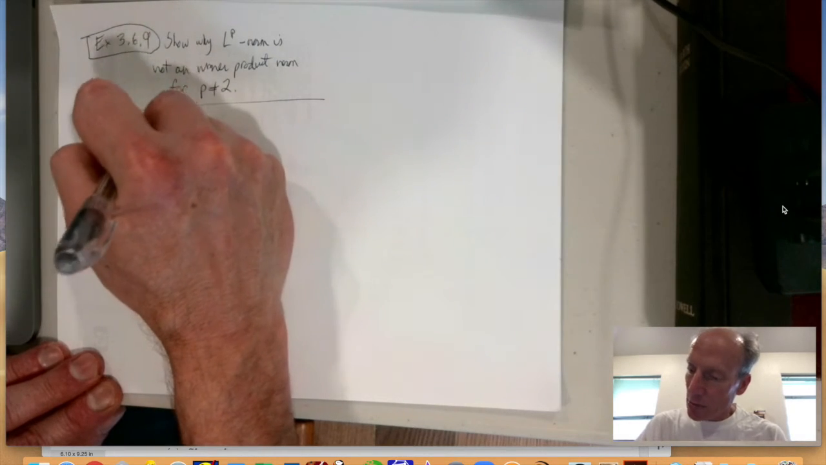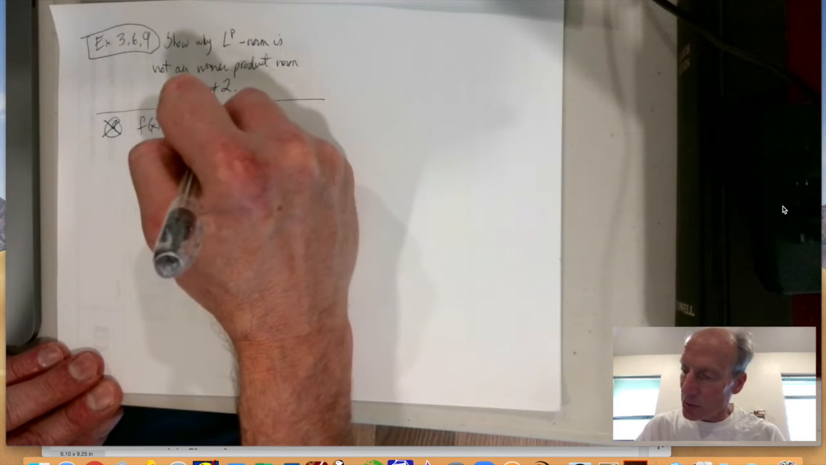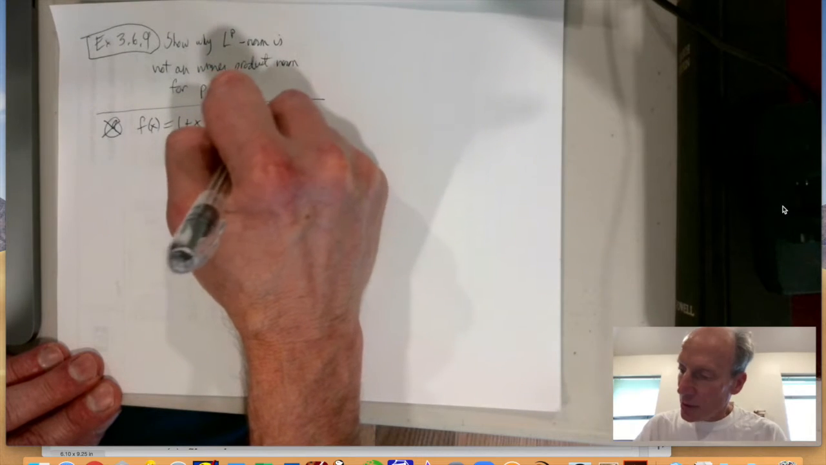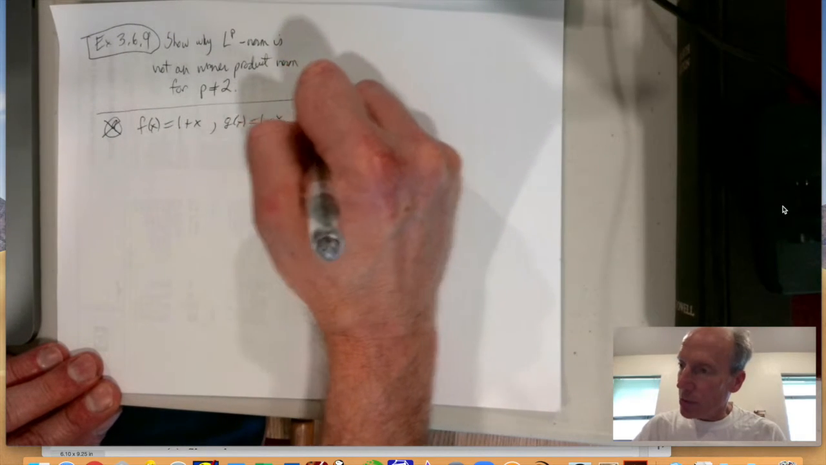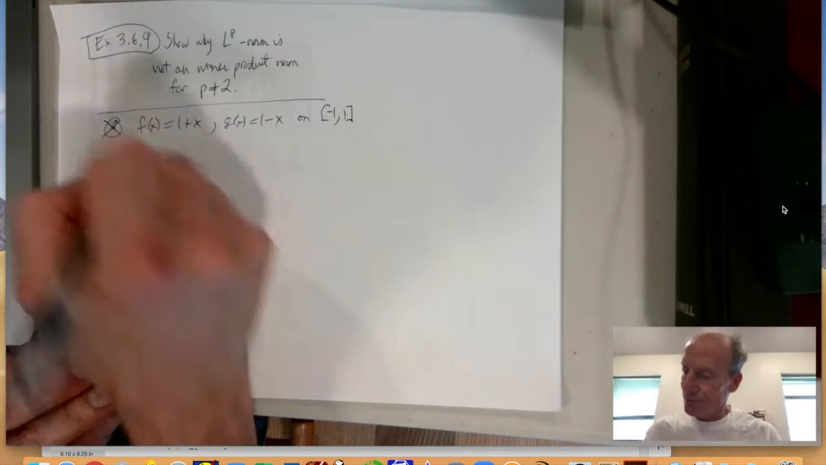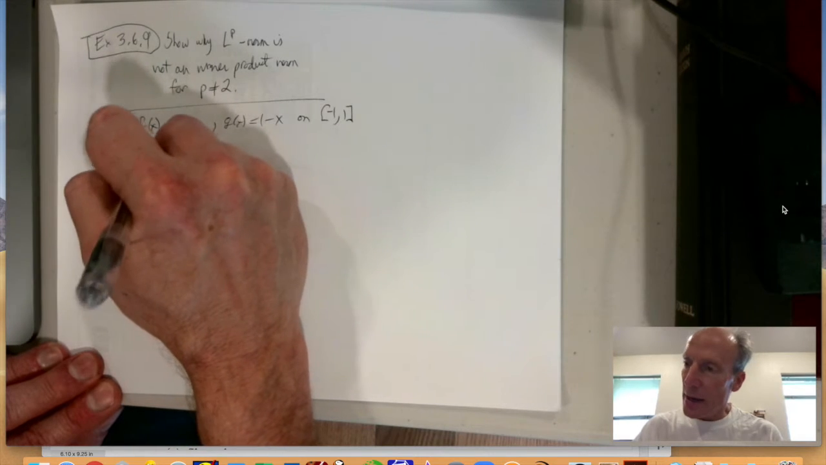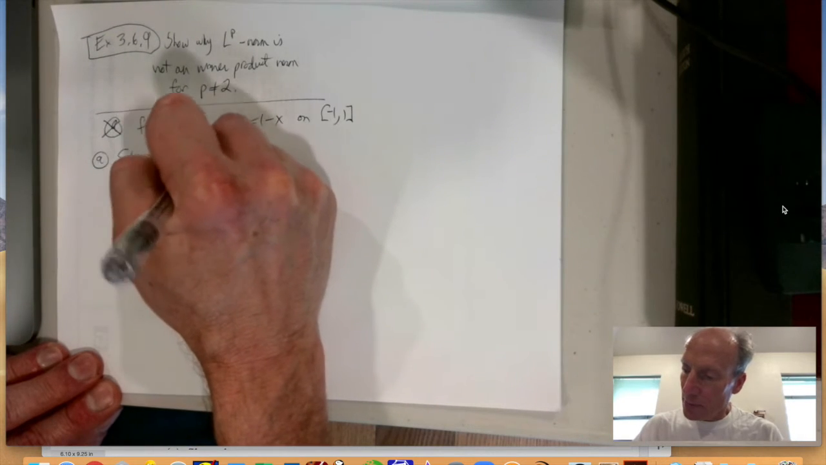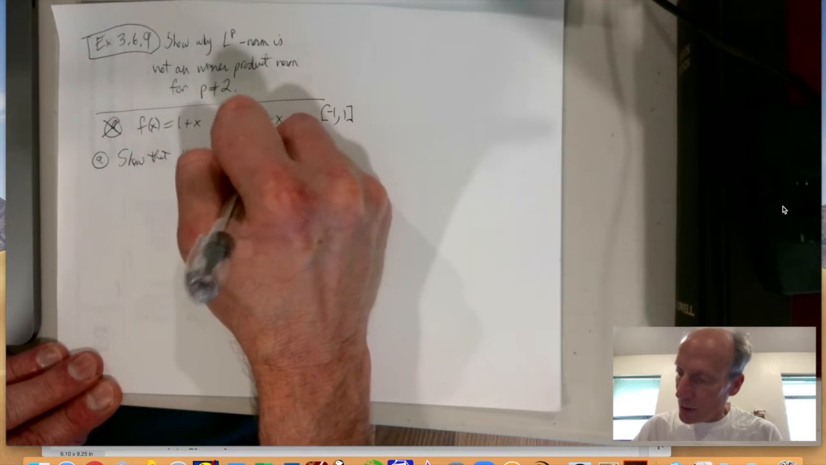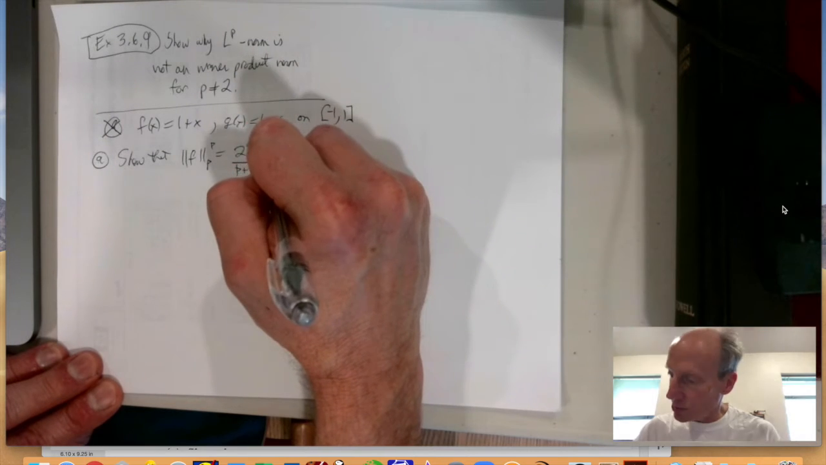So part A of this question is, before that, we're going to let our functions be these extremely complicated functions. f of x equals 1 plus x, g of x equals 1 minus x, and we're going to consider them on the interval negative 1 to 1. Part A is show that if we take the p norm and raise it to the p power of either of these functions, we get 2 to the p plus 1 over p plus 1.